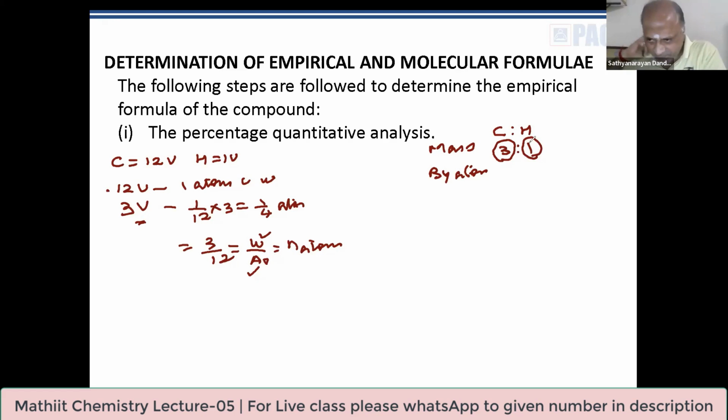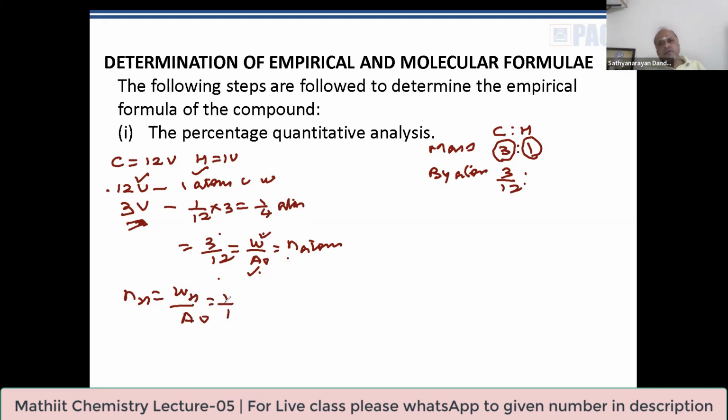12 parts by weight means 1 atom. So 3 parts means how many atoms? 3 by 12, which is weight upon atomic mass. So I can write here 3 by 12. What is the atomic weight of hydrogen? 1. So number of atoms of hydrogen is equal to weight of hydrogen divided by atomic mass of hydrogen, which is equal to 1 by 1. Answer. Right or wrong? Yes, sir. Understood or not understood? Yes, understood. Who all have understood? Abdul.